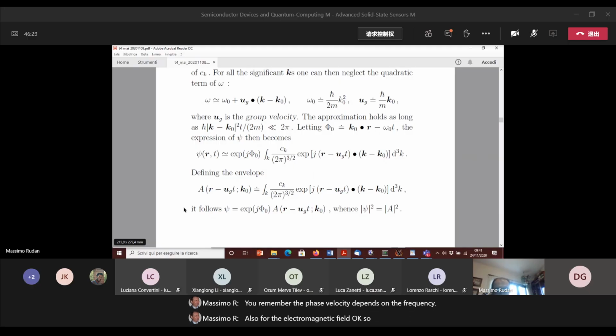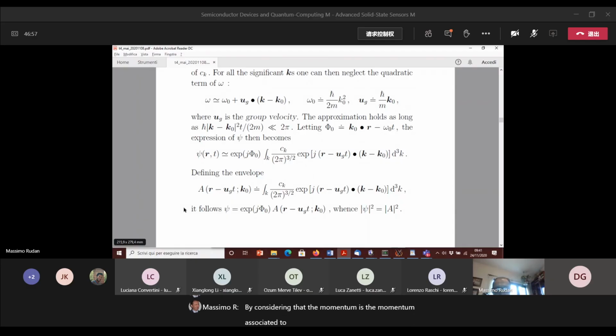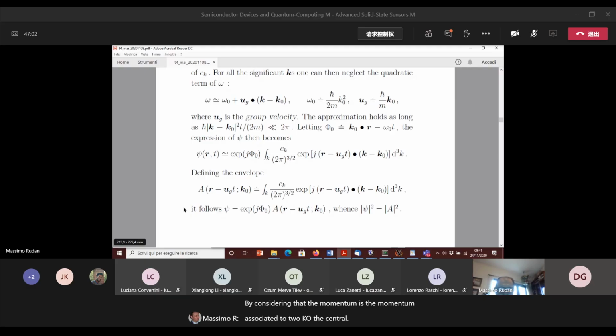So coming back to the wave packet, we have this picture. Why is it useful? Because essentially we can ascribe a velocity to the wave packet as if the wave packet was a particle. We can ascribe a momentum by considering that the momentum is the momentum associated to K0, the central point of the wave packet in the K space.